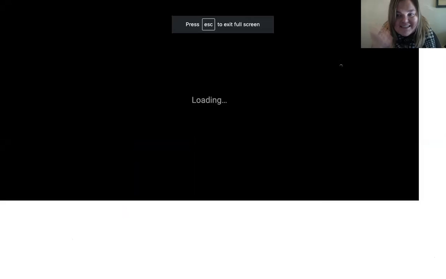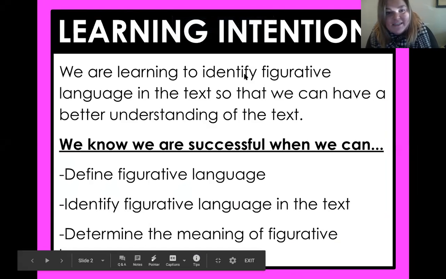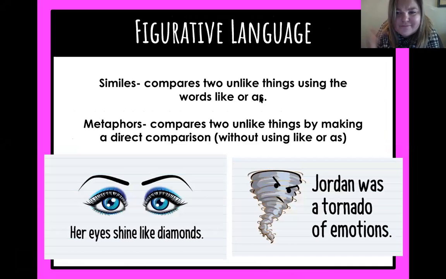And we are on lesson 8 today, and we are going to be focusing on identifying figurative language in the text so that we can have a better understanding of what we are reading. We know we are successful today when we can define figurative language, identify figurative language in the text, and determine the meaning of figurative language. So what is figurative language? We keep talking about it. Well, today we are specifically focusing on similes and metaphors.